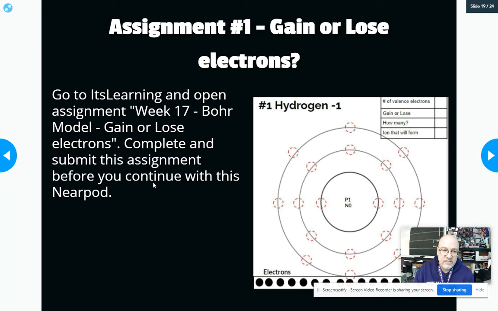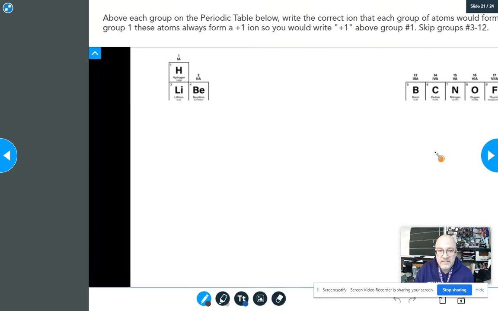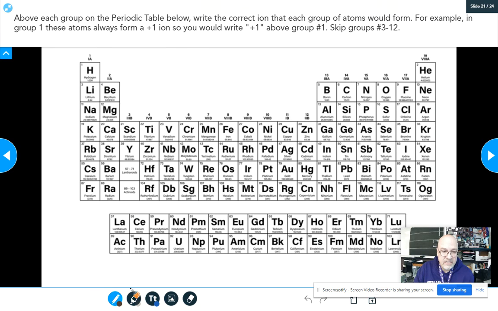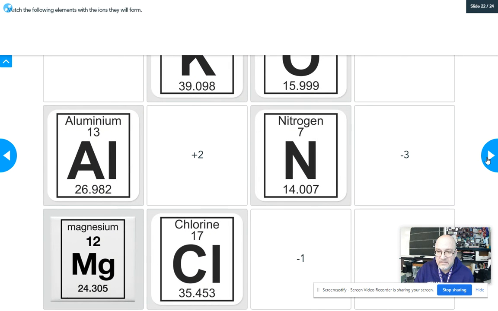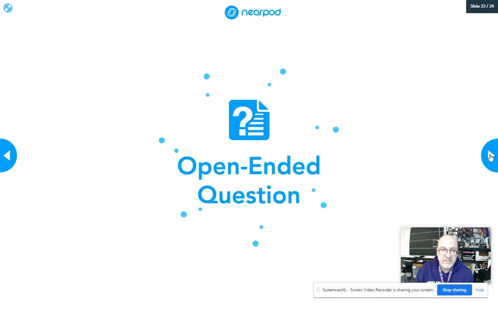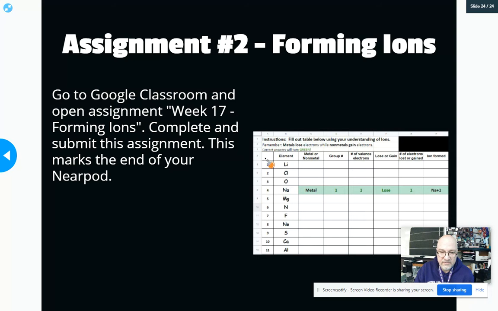This is the first assignment in Google Classroom. It's called Week 17 Board Models, Gain or Lose. I'll go over that here in a second. More matching. This is draw the valence electrons, ions. More matching. A couple questions about the matching, and then forming ions. This is a self-grading sheet. When it turns green, you're good to go.